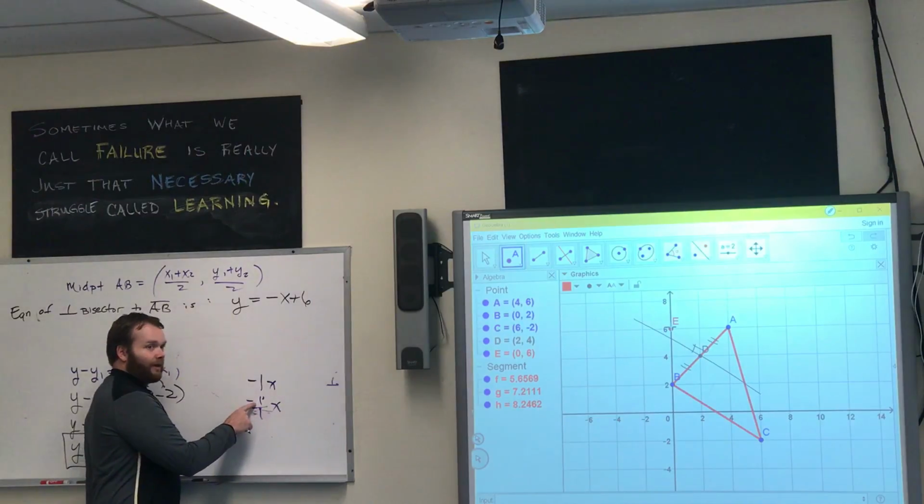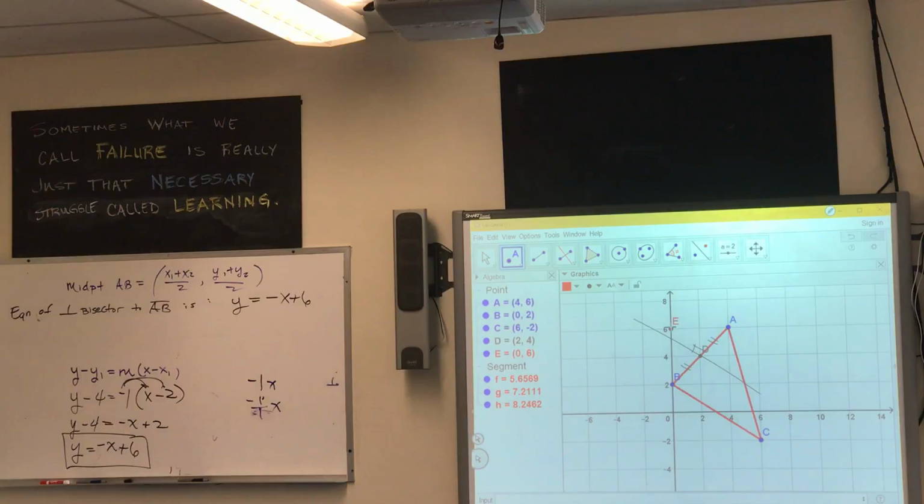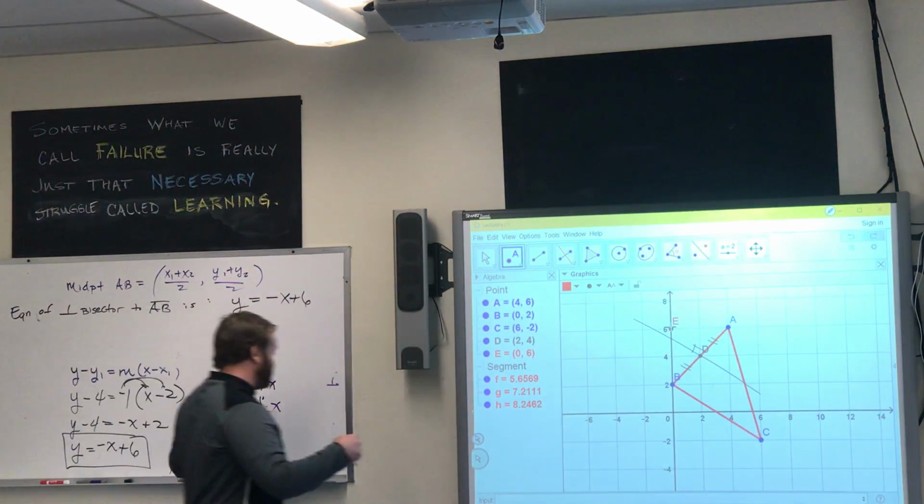So the top one tells you up or down. If it's negative, you go down. The bottom one tells you left or right. If it's negative, you go left. So this is down 1, right 1.